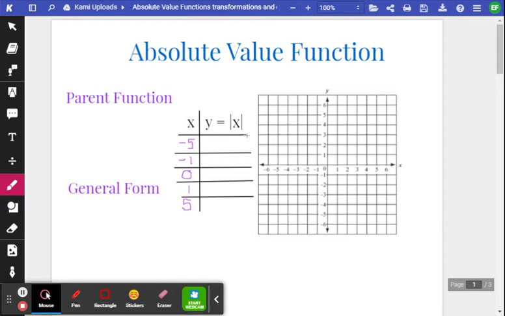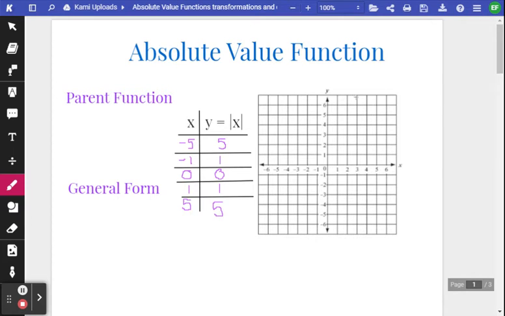So absolute value bars, what's inside those bars always becomes positive. So the absolute value of -5 is +5. The absolute value of -1 is +1. Absolute value of 0 is 0. Absolute value of 1 is 1. Absolute value of 5 is 5.